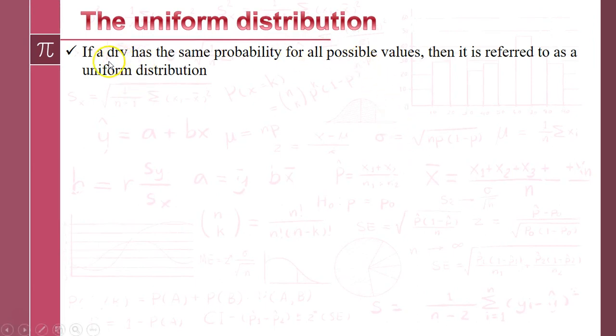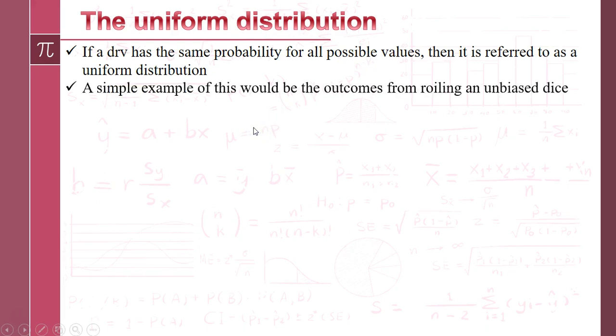Basically, if a discrete random variable has the same probability for all possible values, then it's a uniform distribution. A simple example of that would be rolling an unbiased dice.